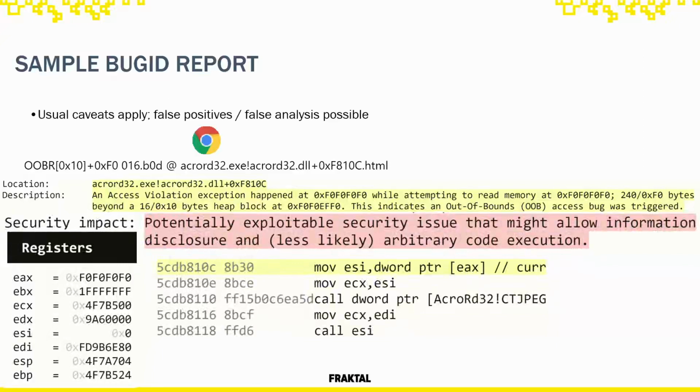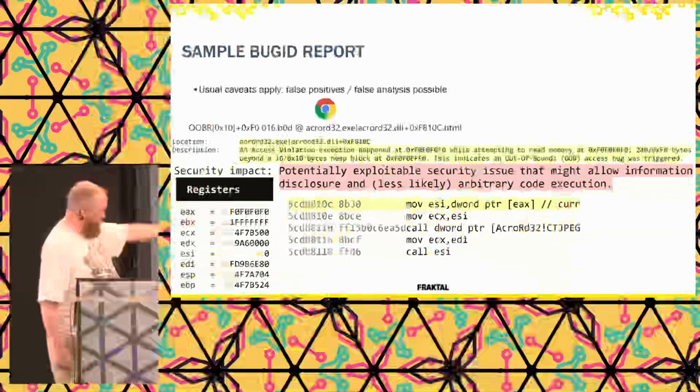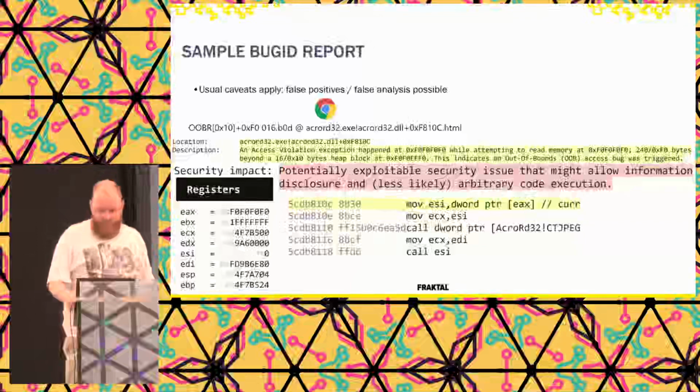Which means that while BugId thinks that it's an out-of-bounds read, it's actually trying to dereference some freed memory instead. So you still need to do some manual analysis to make sure that you're not missing out on good bugs, because this looks to be a use after free where you could get code execution instead.